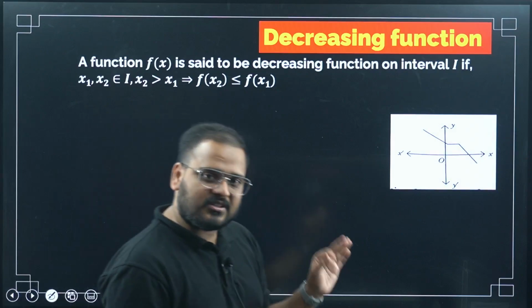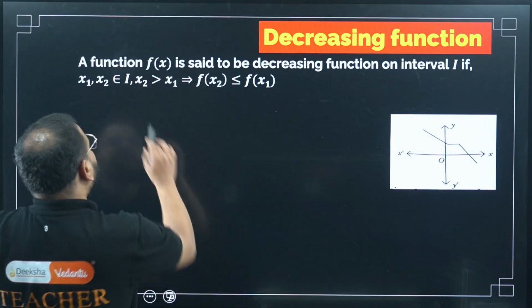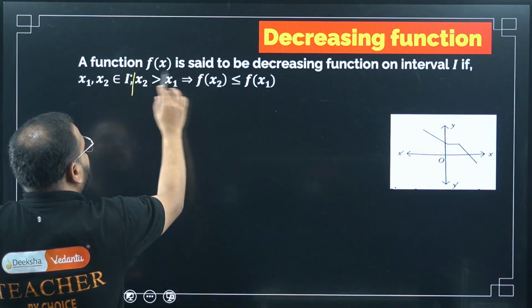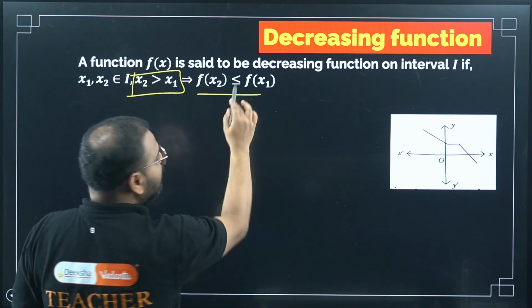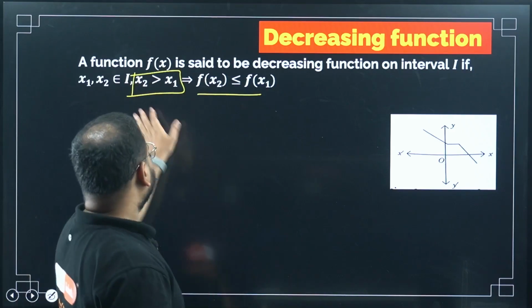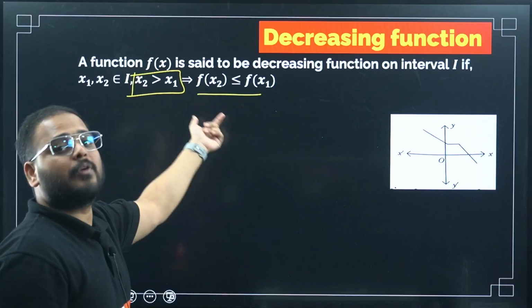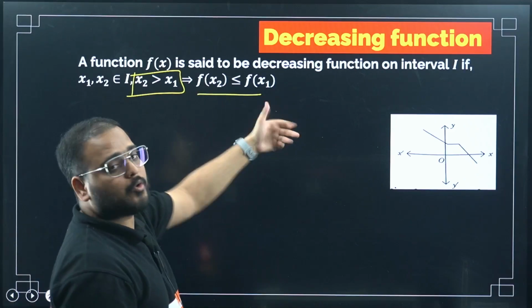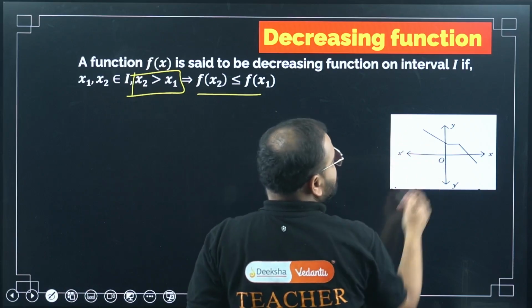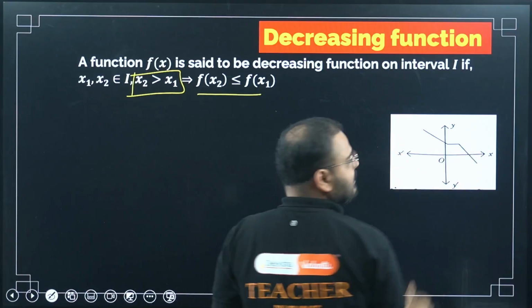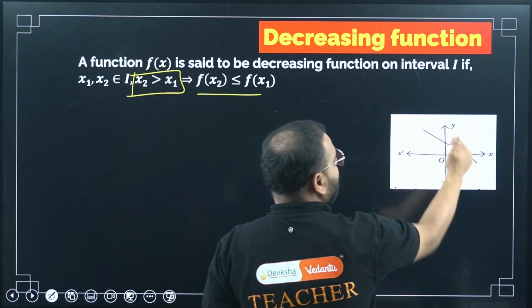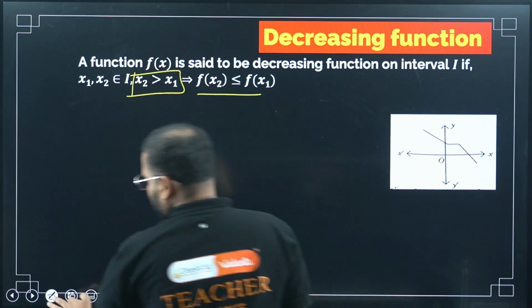Decreasing function is just the reverse. If I have the condition x2 is more than x1, then what will happen? f(x2) will be less than or equal to f(x1), right? In the previous case, what was it? Greater than or equal to. In this case, it will be less than or equal to. Look at the graph now quickly. It's decreasing. As I move along the x-axis from left to right, what is happening to the y value? It's coming down, right?